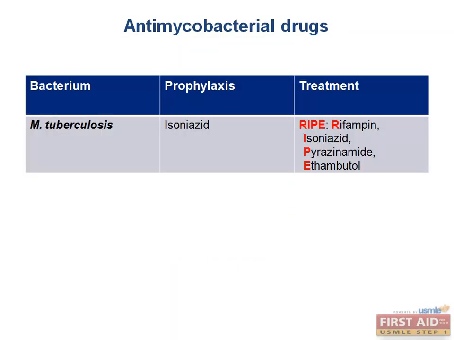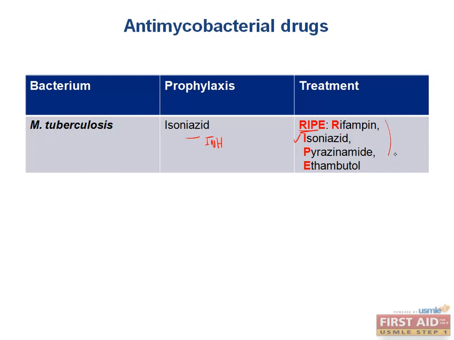Let's go through this table to look at Mycobacterium tuberculosis. Isoniazid, aka INH, is used both in the prophylaxis and in the treatment of Mycobacterium tuberculosis, which is the causative agent in TB. Prophylaxis in this circumstance is treatment of latent infection to prevent symptomatic disease. The mnemonic RIPE is helpful in remembering the drugs used for treatment against M. tuberculosis: rifampin, isoniazid, pyrazinamide, and ethambutol.